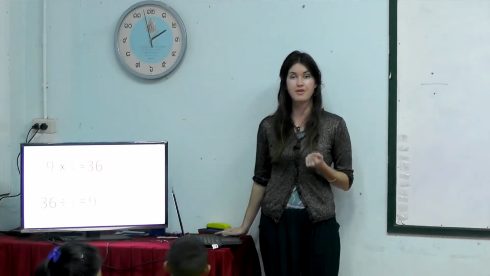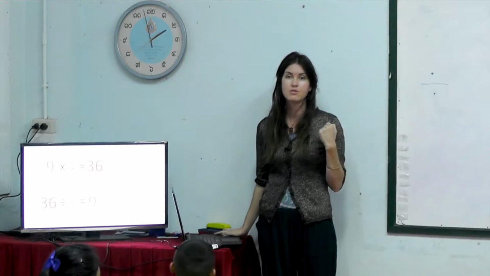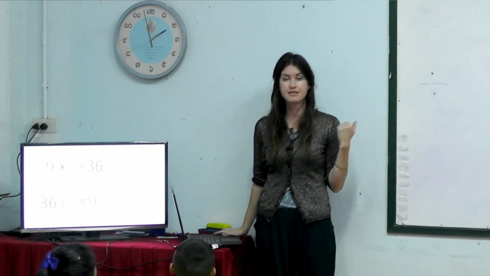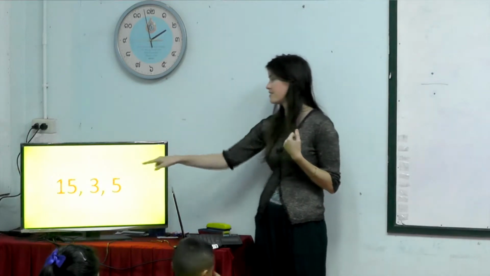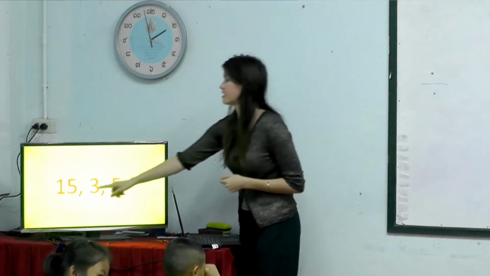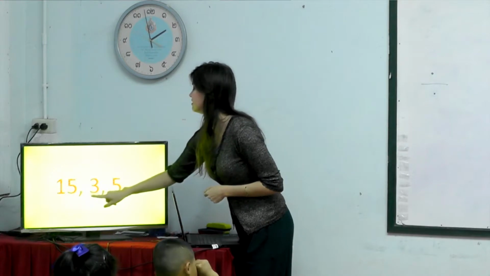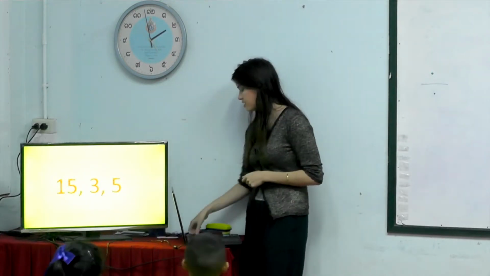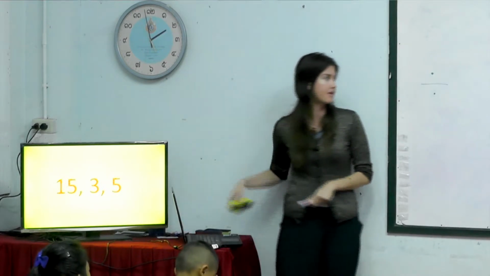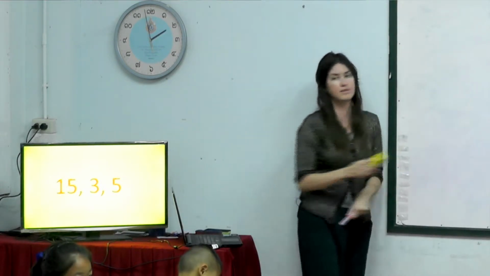So we're going to do a couple of fact families at the board. We'll do some together to practice, and then some friends are going to come up and show us how to do it. So we have these three numbers to start. What numbers do we have? 15, 3, and 5.